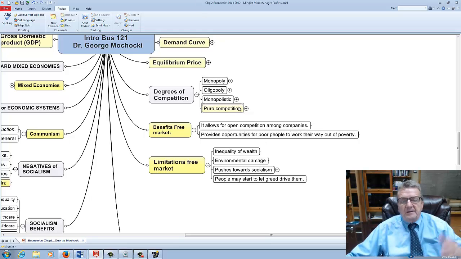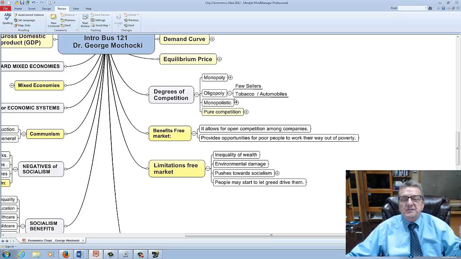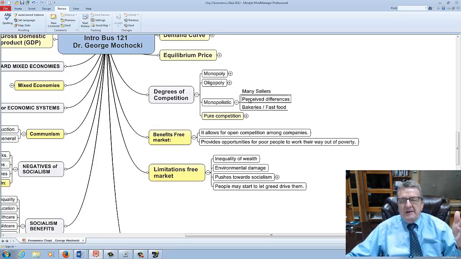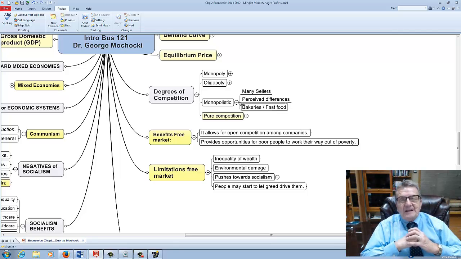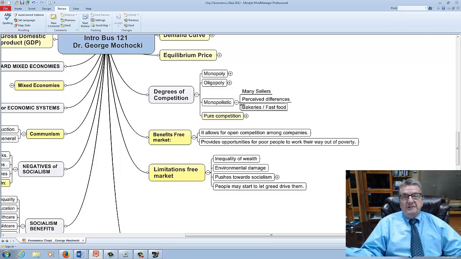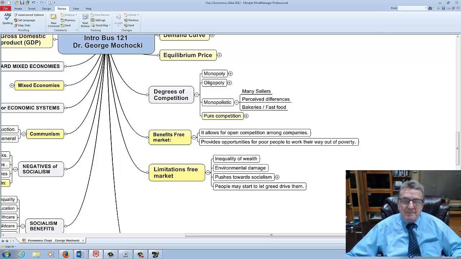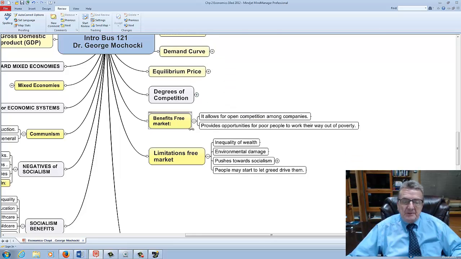Okay, so then pure competition is what we're talking about. In an oligopoly, there are few sellers, like tobacco and automobiles. Monopolistic competition is many sellers with perceived differences, like bakeries and fast food. So if I have a lot of competitors, it keeps on driving the price down. If I'm the only business, I could charge what I want. I have no competition. Okay? So that's the degree of competition.